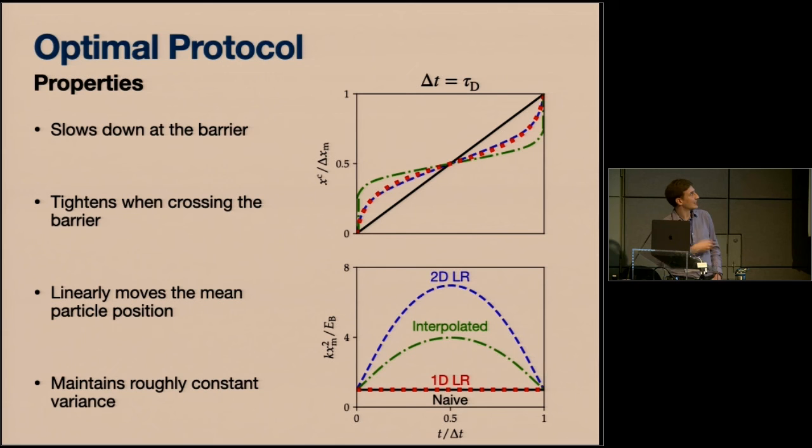Main properties are that it slows down at the barrier. It tightens when you cross the barrier. So here are the trap centers, and you see all of these curves have a shallower slope, so they're slowing down over here, and then they speed up towards the end. And then this green one has these jumps once again at the beginning and the end. And for the stiffness, if you look at this 2D linear response or the interpolated here, you'll find that these curves have a much higher stiffness in the middle, and that's where it's crossing this barrier. Okay, and these allow it to linearly move the mean and roughly maintain constant variance.